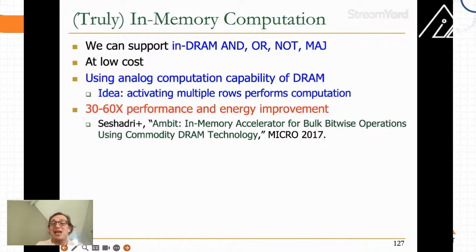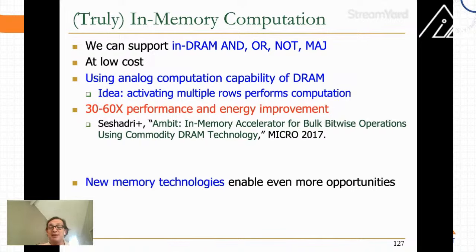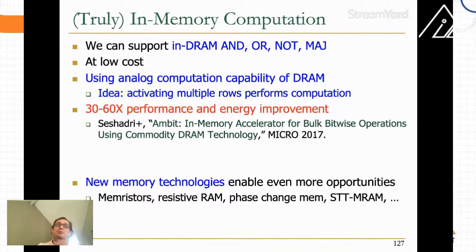You could actually do bitwise AND, OR, NOT, and majority function. I've already said this, so I'm going to give you some examples. I believe new memory technologies enable even more opportunities because fundamentally DRAM, whenever you read a row, it destroys the row. So you need to fundamentally move the data, copy the data somewhere. So RowClone is really useful to do computation also.